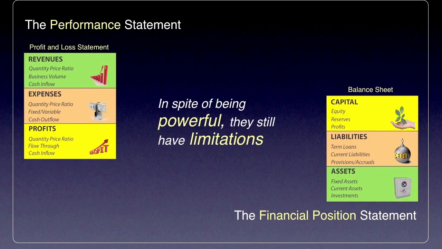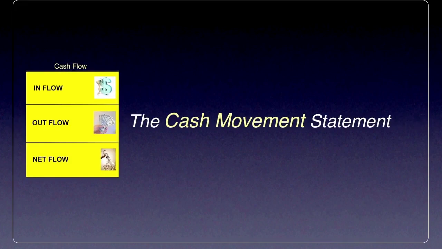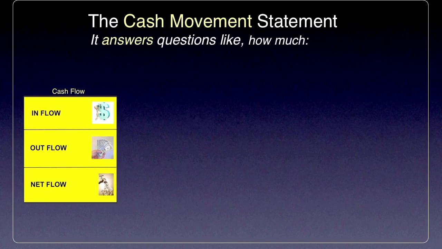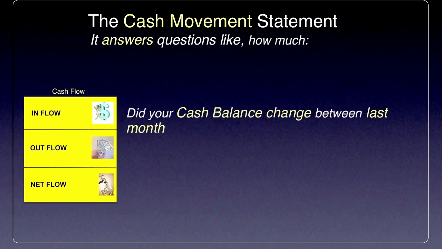The third character in our story is the cash flow statement. The cash flow statement is called the cash movement statement. In other words, how much did the cash balances change between previous and current period? How much was the inflow, outflow, and net flow? The cash movement statement answers questions relating to cash balance movements and sources of inflow and outflow. It talks about changes to cash balances, not the cash balances themselves.